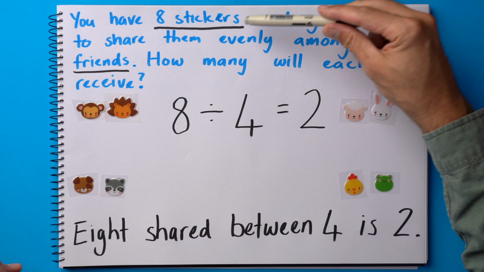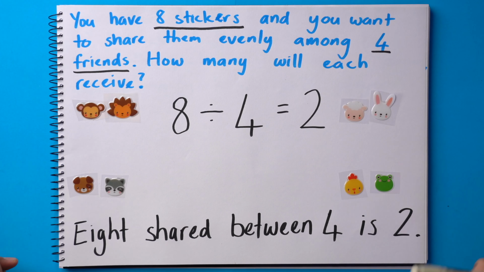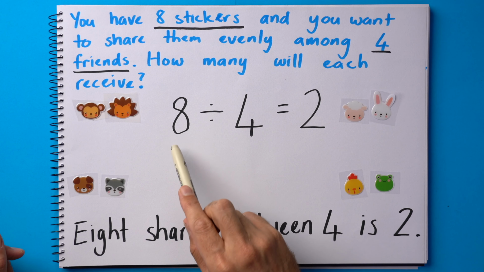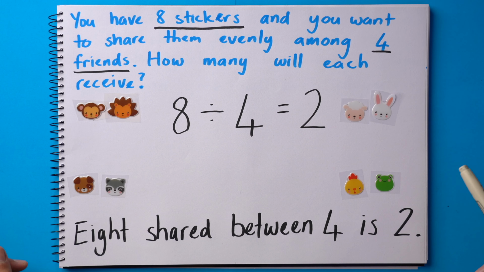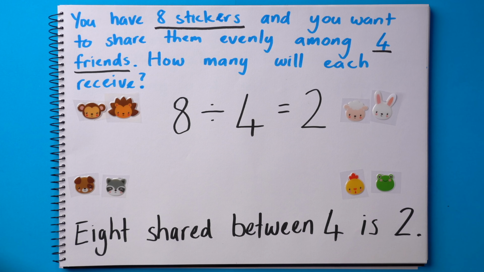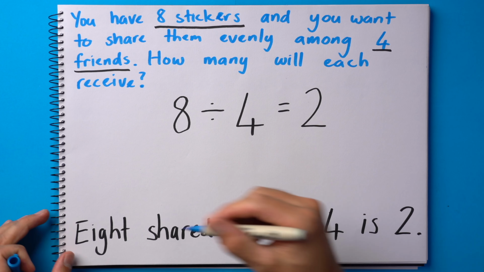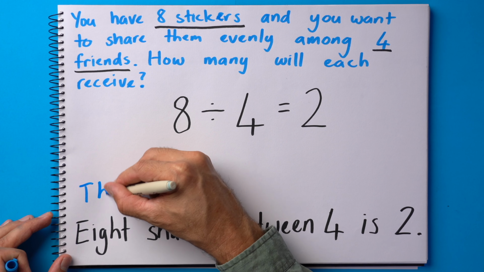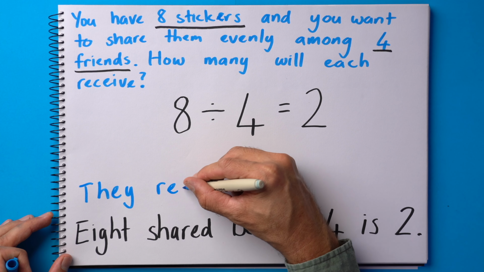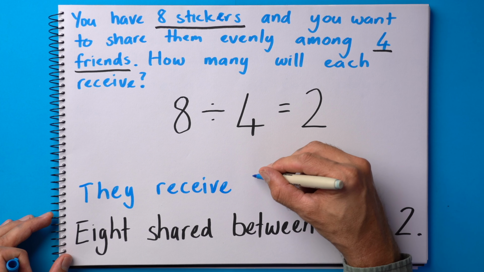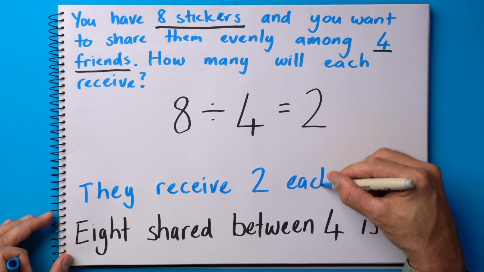All right, so what have we seen so far? We've seen that we can start with a question and underline the important information. We've seen that we can turn that information into a number sentence. And we've seen that we can make the collection and then share them out according to what the number sentence asks us and find our answer. Since we got asked a question, let's finish by answering the question. The question asked, how many will each receive? They receive 2 each.